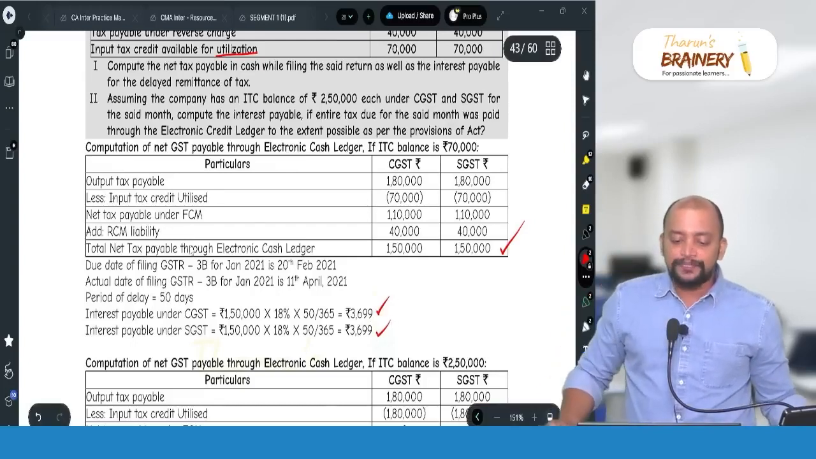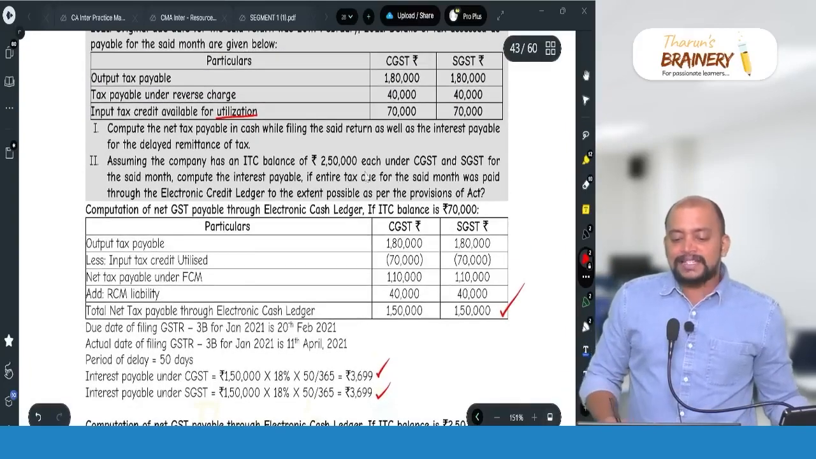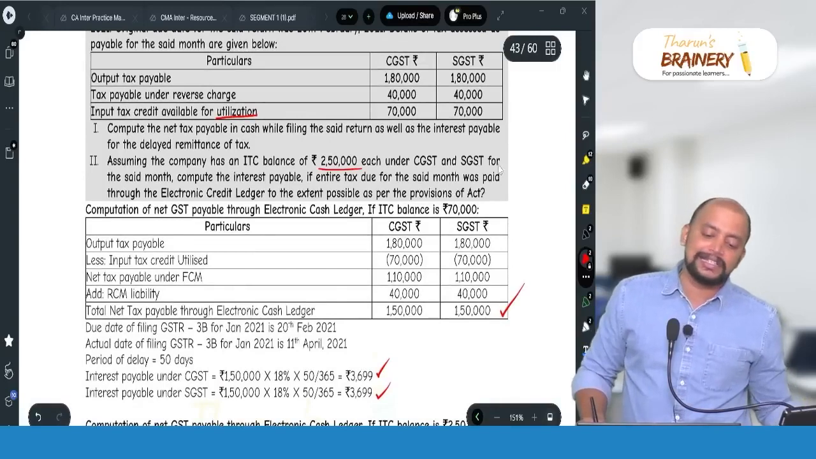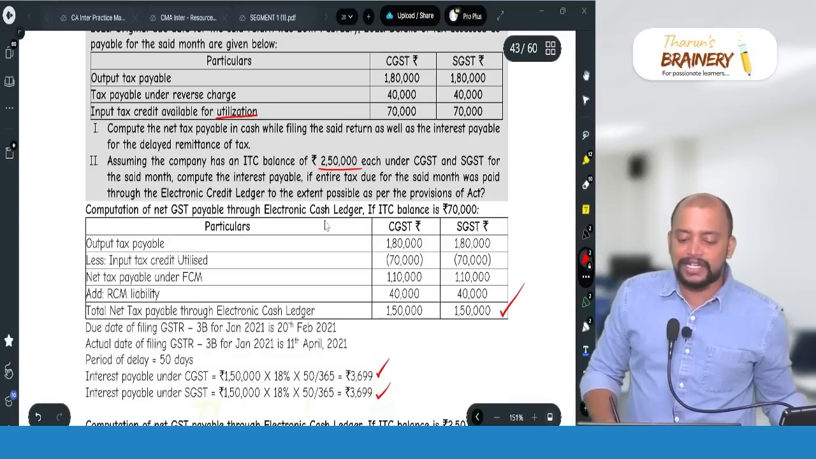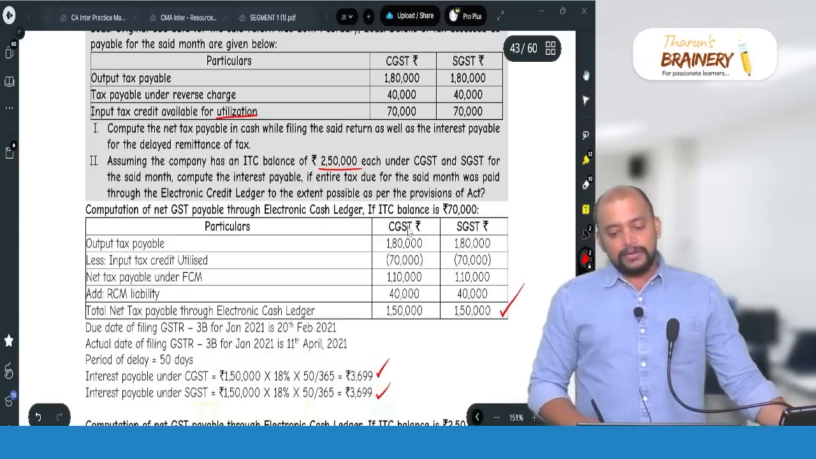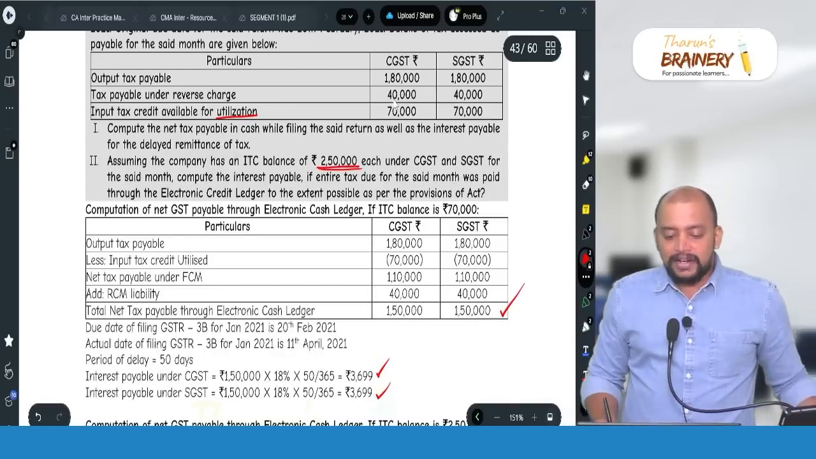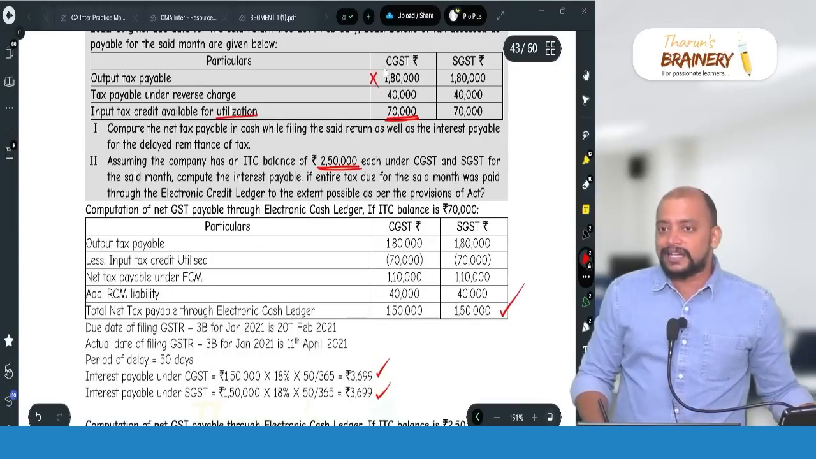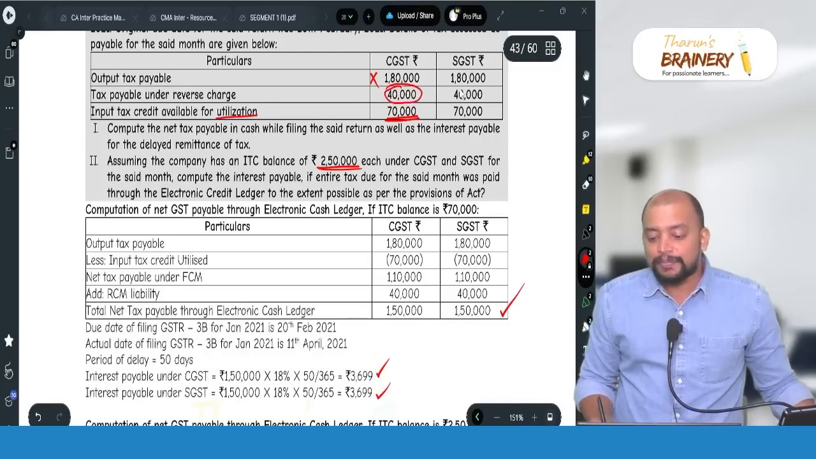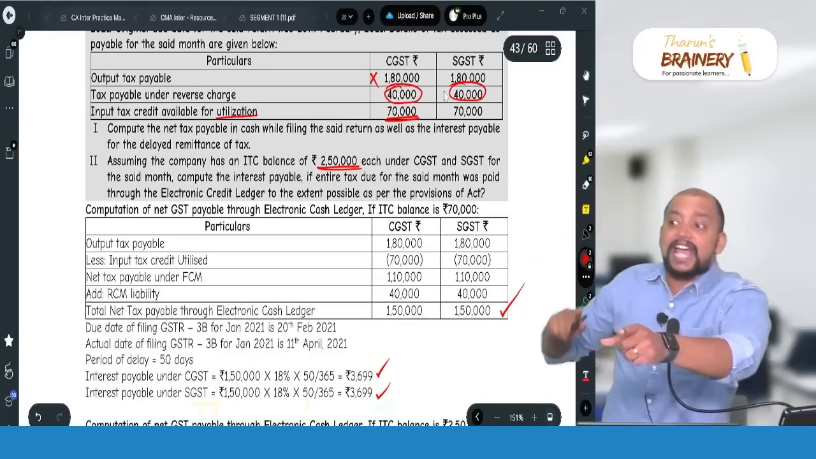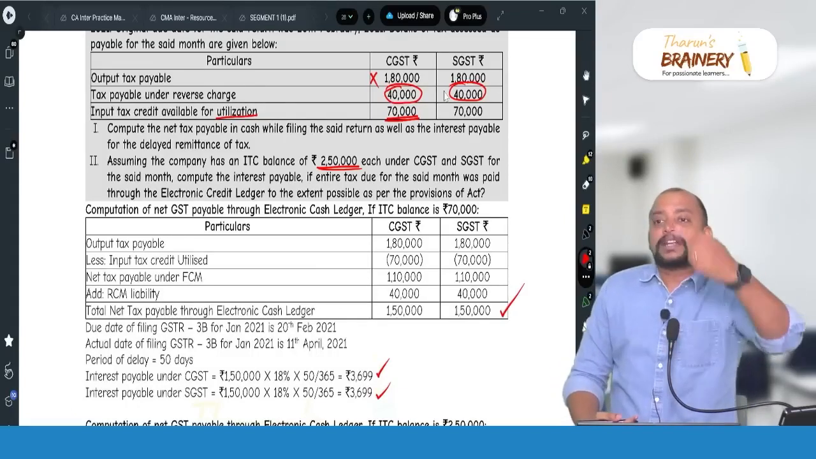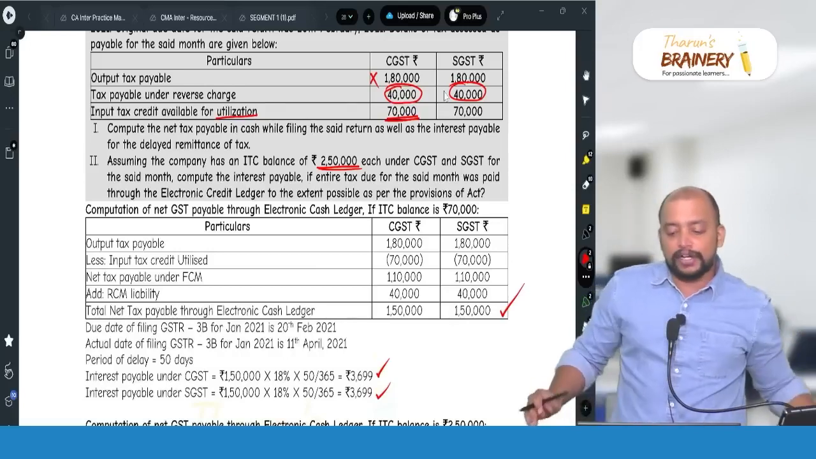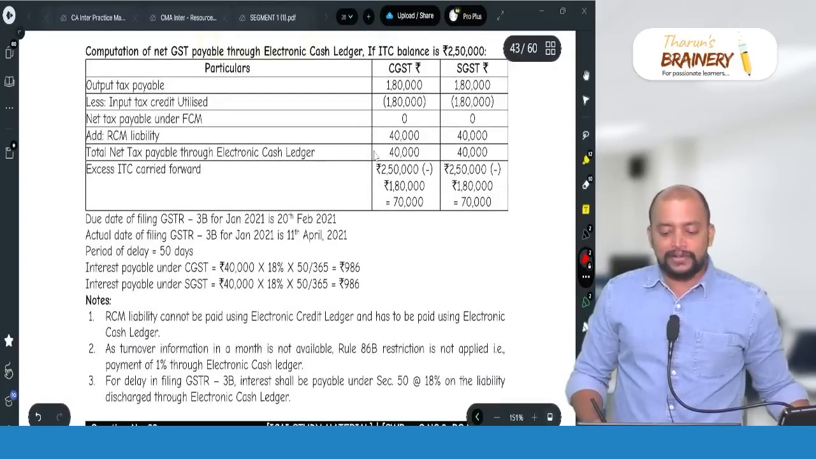3,699 on this 1,50,000. Now, assuming the company has an ITC balance of 2,50,000 each under CGST, SGST for the said month, compute the interest payable if the entire tax due of the said month was paid through electronic credit ledger to the extent possible. Now, they have 2,50,000 and even 70,000. So their FCM liability they can pay fully using the credit ledger. But RCM liability has to be paid by cash only. So interest is computed only on 40,000, because the net liability, that much amount we pay through cash ledger, that is 40,000. So on 40,000, we need to compute the interest the same way.